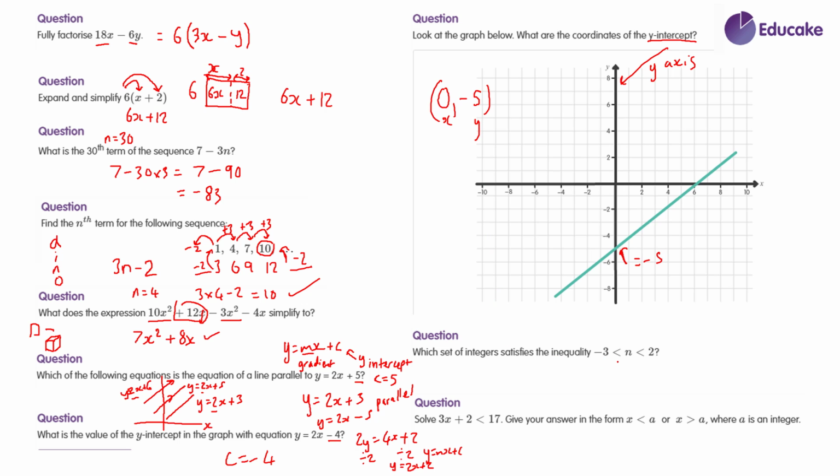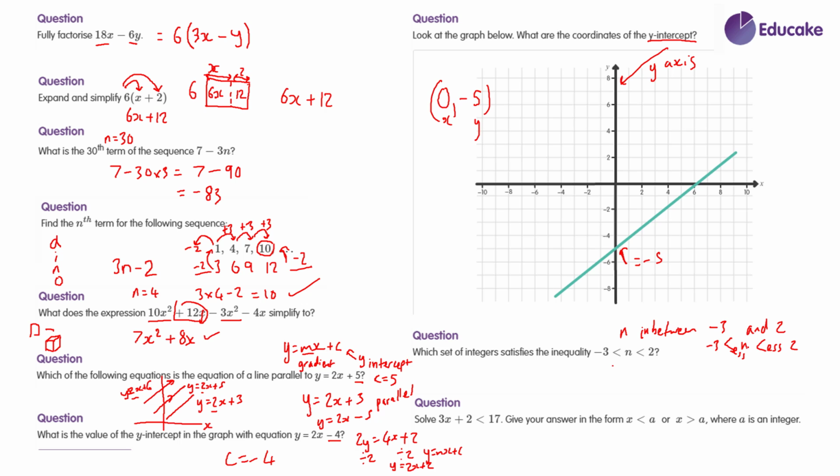So what integer satisfies this inequality? Well, let's have a look. It says n is in between minus 3 and 2. This is what it means. And it's less than 2. Can you see the arrow? That's less than 2.